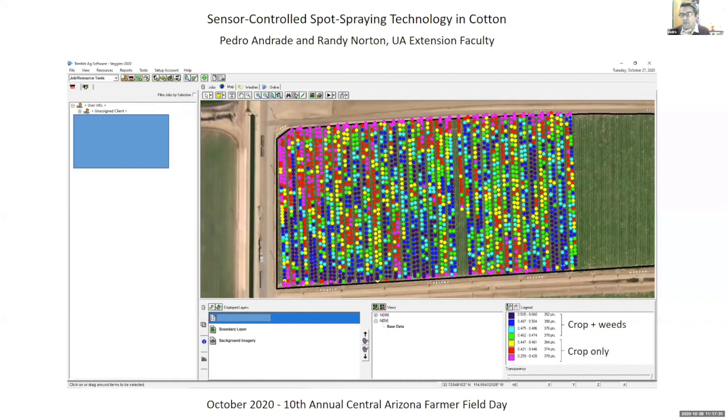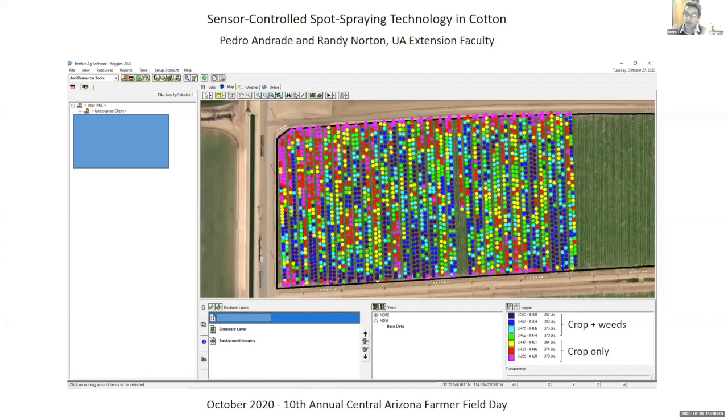So this is a map from a field in Yuma, Arizona last week. And what we did is we scanned the field with a spectral sensor. And you see here on the scale that all the dots that you see in that map that are pink, red, and yellow, those are really referring to the spectral response when there are only plants in the field of view of the sensor. Everything else is the crop and weeds that are present in the field of view of the sensor. So you can see a couple of observations.